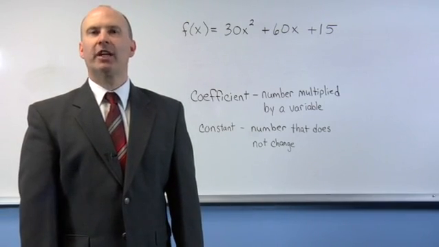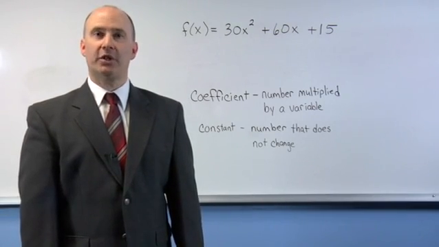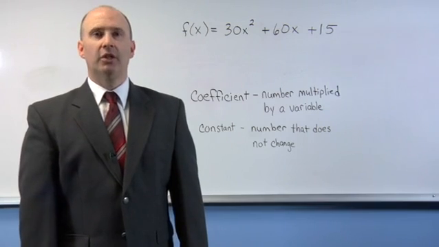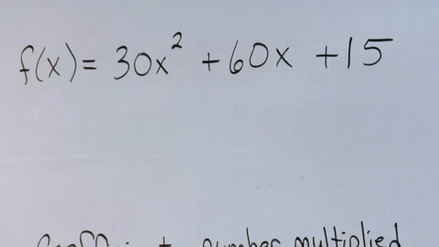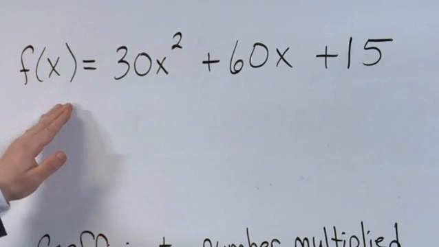We're going to take a look at whether a constant can be a coefficient and a factor. To determine whether this is true, I wrote an example of a function f of x equals 30x squared plus 60x plus 15.